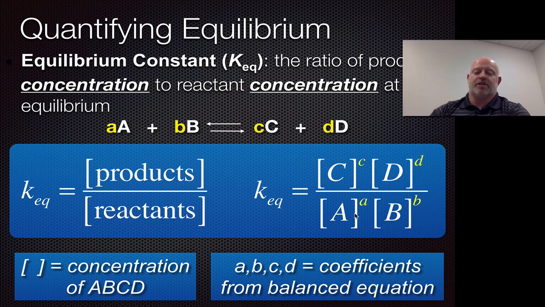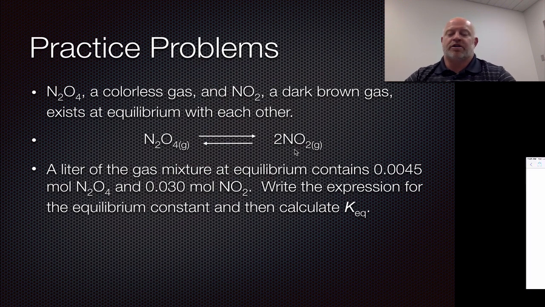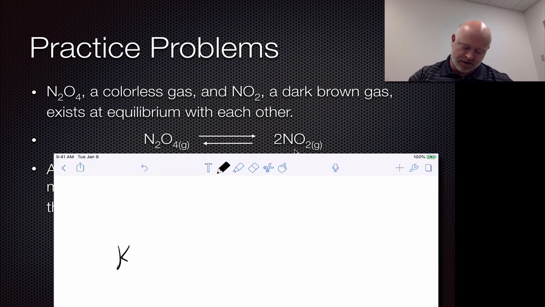Okay. So let's take a look at a scenario here and how we could actually solve for one of these. If we have N2O4, which is a colorless gas, and NO2, a dark brown gas, if they exist at equilibrium with each other, we have this type of expression where we have N2O4 making 2 NO2. Okay. So our first step here is to actually write up the equilibrium expression. And to do that, we know that if we have Keq, that's going to solve for our products over our reactants. Okay. And we only have one product here.